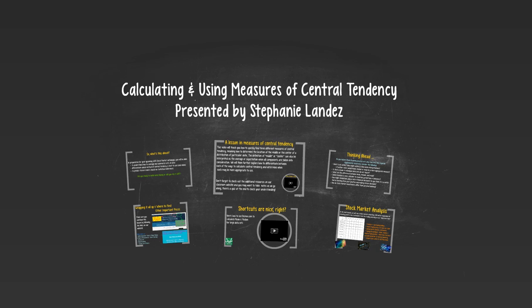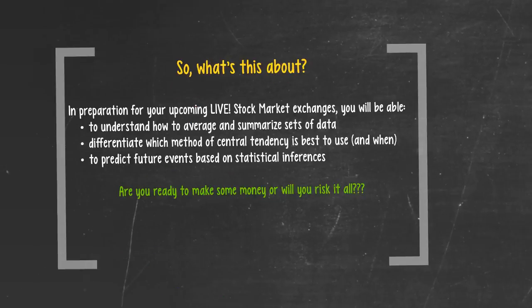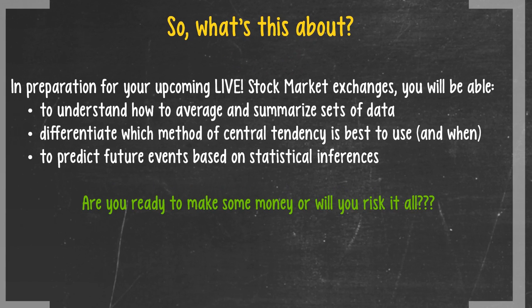Welcome to our lesson on calculating and using measures of central tendency to predict statistical behavior and to also summarize data sets that are given in particular situations. So what exactly is this project about? In preparation for our upcoming stock market simulation in class, we are going to be selling and buying stocks and seeing how that behavior changed from year to year during the 1920s.